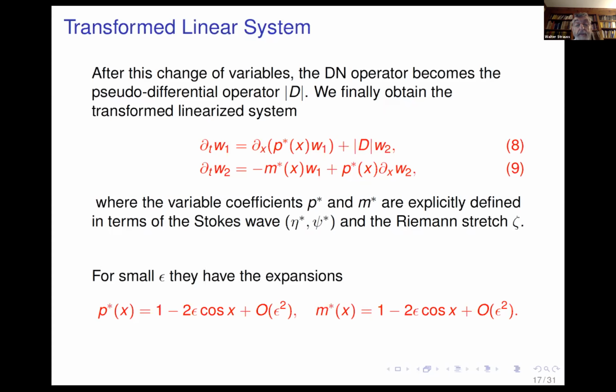And they depend upon the Riemann stretch, which means the conformal mapping. If you look at small epsilon and expand and use Stokes expansion and some other expansion, then these two coefficients are written at the bottom of the page in terms of epsilon. So that's our system, and then we're going to look for instabilities.